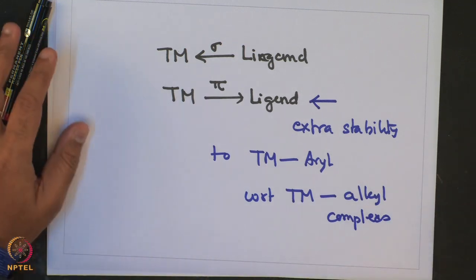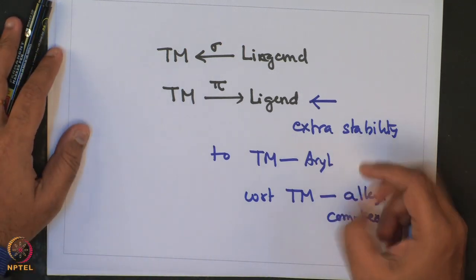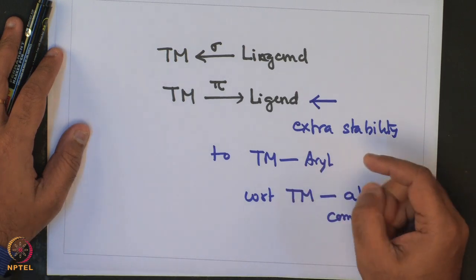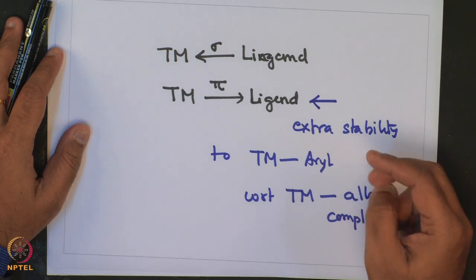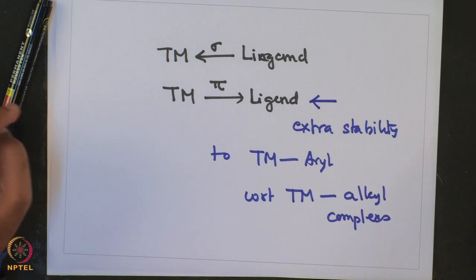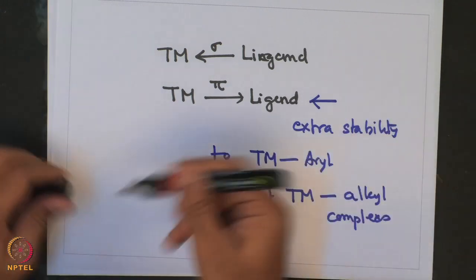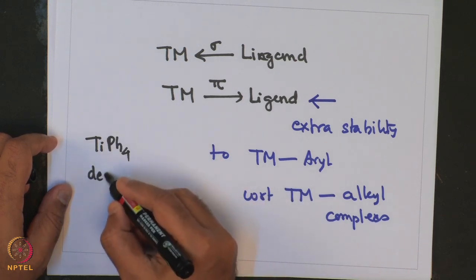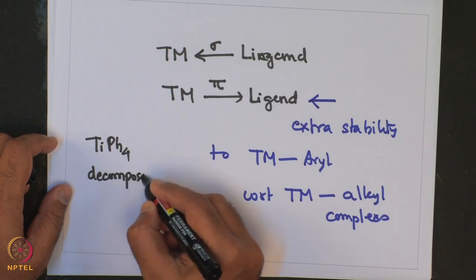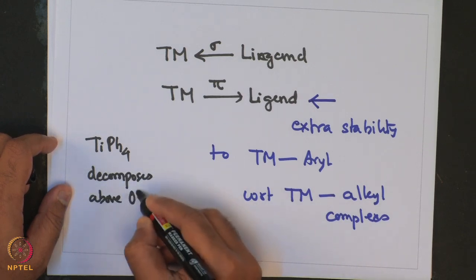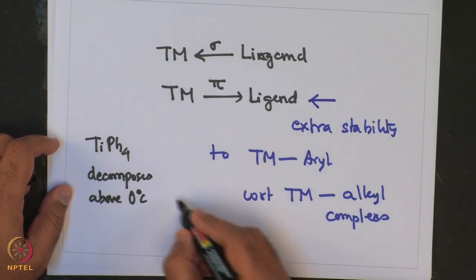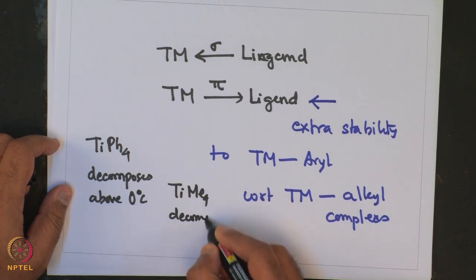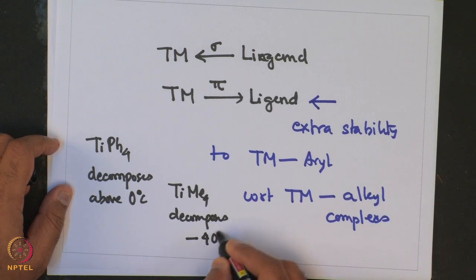So, this extra stability results in higher bond energy of the transition metal aryl bond and also subsequently higher decomposition temperatures. And we had seen that titanium tetraphenyl decomposes above 0 degree centigrade, whereas titanium tetramethyl decomposes at minus 40 degree centigrade.